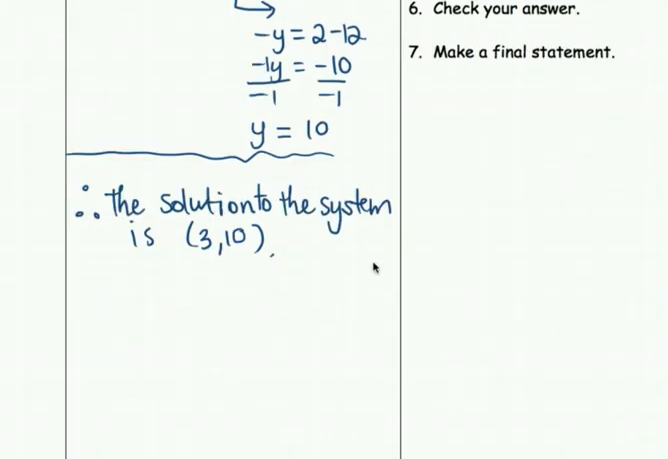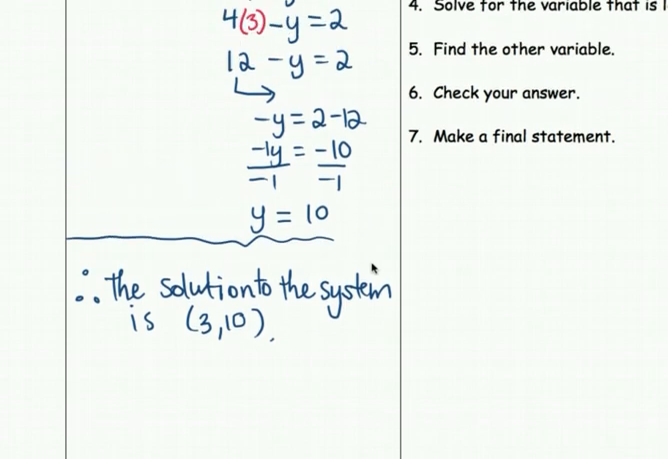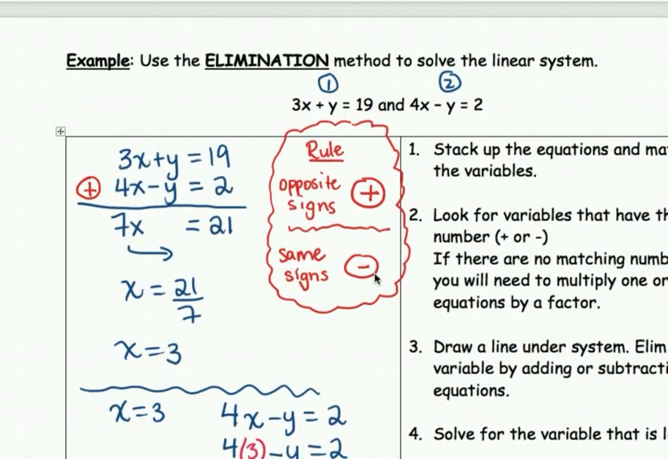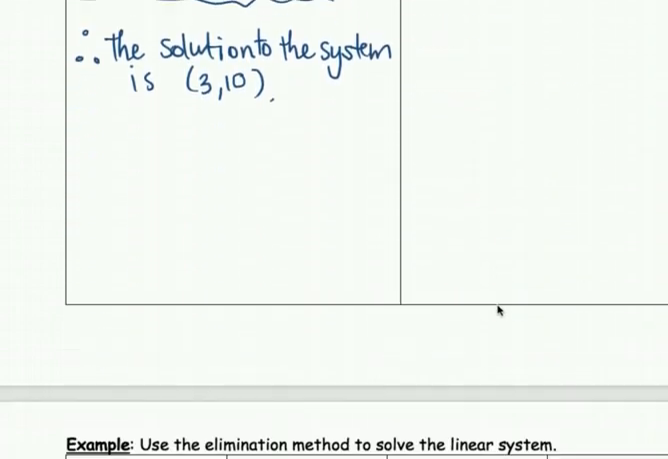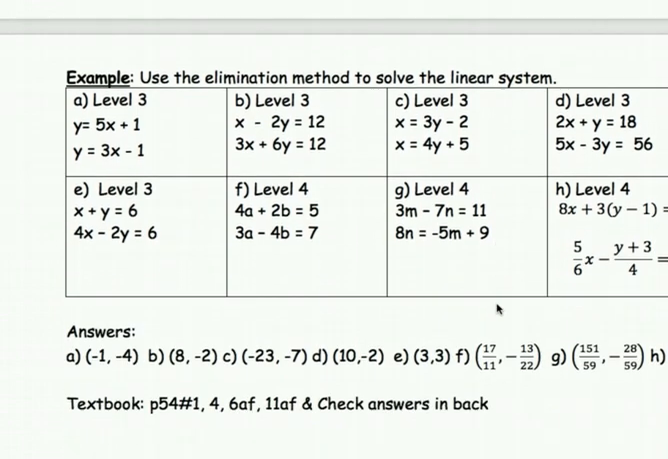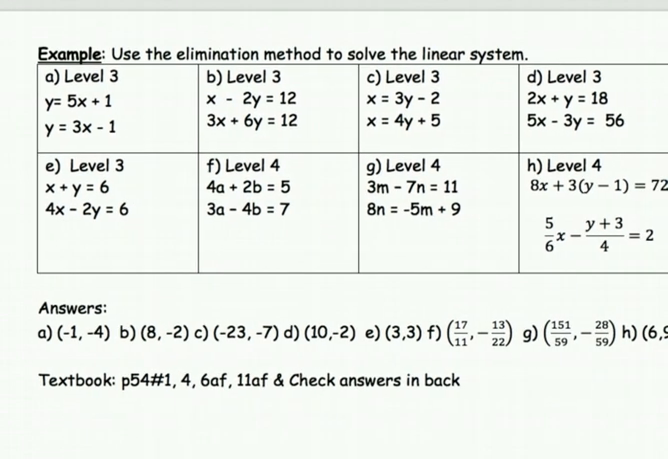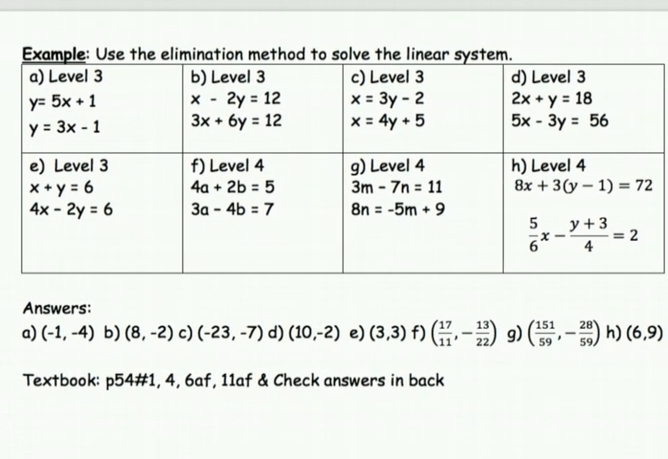Okay, so that example is a nice level 3, an easier elimination, solving-systems type question. I'm going to give you one now that's a little bit trickier. If you scroll down to the notes, you have a whole bunch of other ones that you can try.